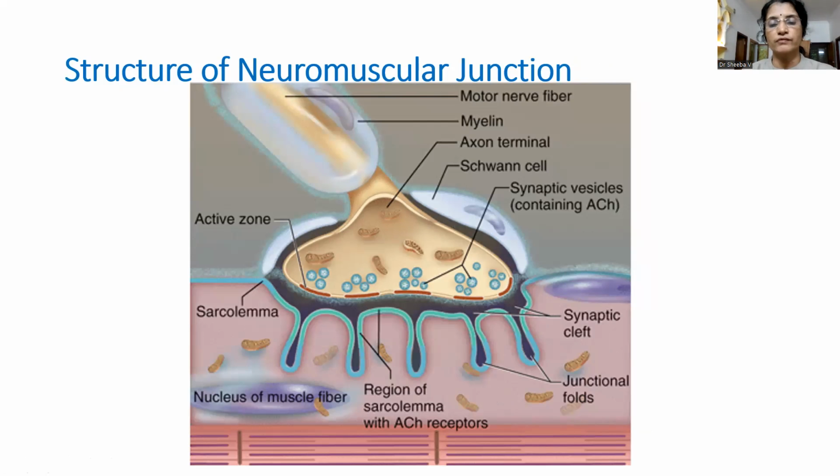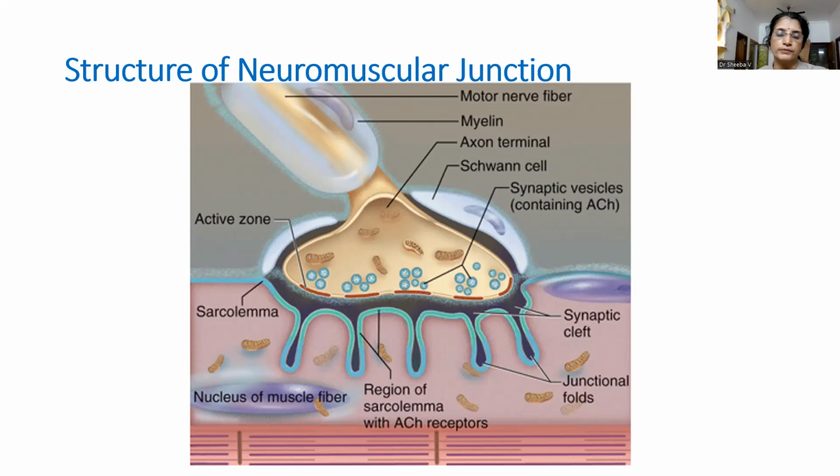This is the structure of the neuromuscular junction. It's a functional junction between a motor neuron and a skeletal muscle. It consists of a presynaptic terminal and a postsynaptic terminal. The presynaptic terminal is covered by the presynaptic membrane, that is the membrane of the neuron, and the postsynaptic terminal has the postsynaptic membrane, that is the sarcolemma of the muscle. The presynaptic terminal contains a large number of mitochondria and acetylcholine, and also voltage gated calcium channels.